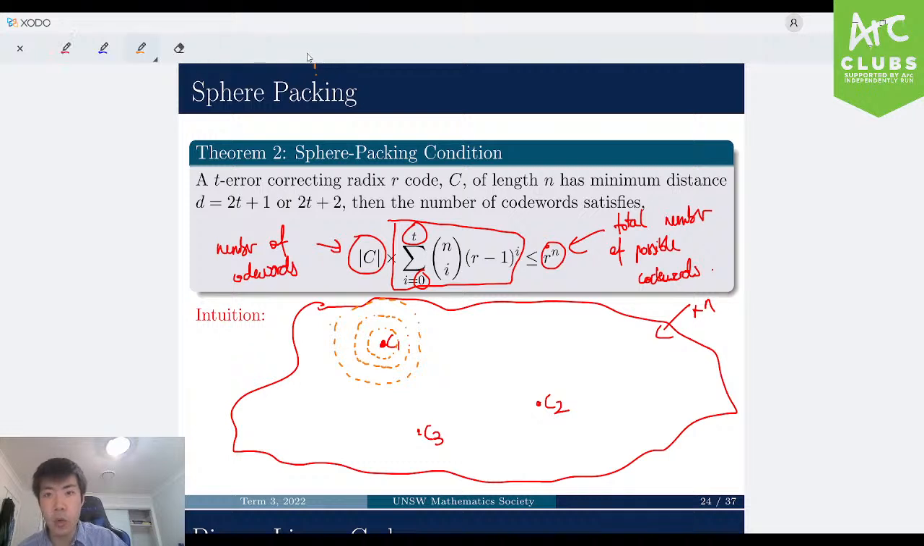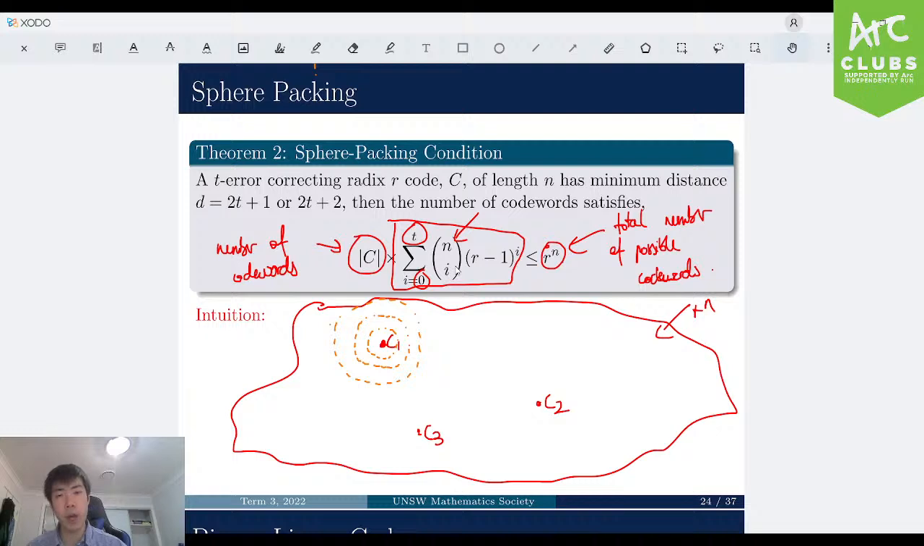And now you might ask, why n choose i? Well, the reason is, in an n length code word, if you have a code word that has 2 errors, for example, then there's going to be n choose 2 number of positions where those 2 errors could be, right? That's why you have n choose i. They represent the possible positions that those number of errors could be in your n length code word.